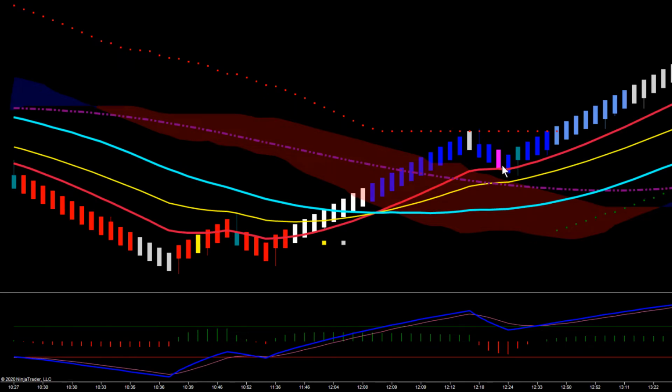And then when we made the pullback right here, set up the wick off the 18. This was a new higher high with a new lower low. So we're definitely trending up. Our moving averages were in alignment, price above the cloud, above the smooth 50.